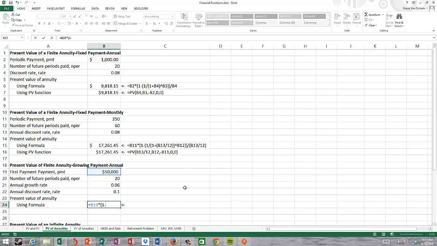multiplied by 1 minus 1 plus the growth rate divided by 1 plus the discount rate. And then notice that I have parentheses surrounding that portion of the equation, and here's where I'm going to raise that all to the power of n, number of payments, or 20 payments. Close parentheses, and then I'm going to put in my denominator of R, my discount rate, minus my growth rate. And I get a value of $654,099.68.